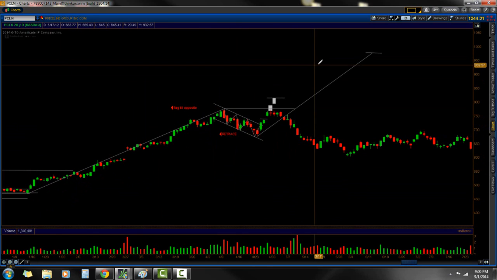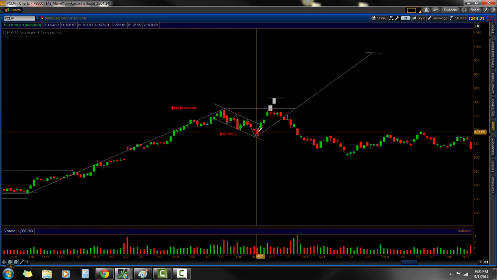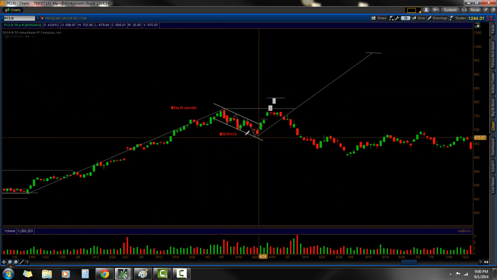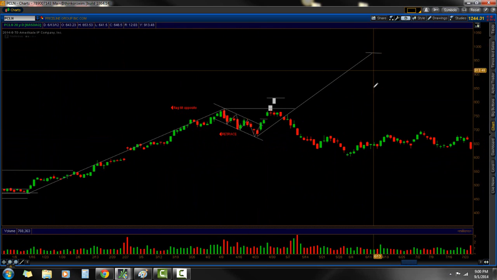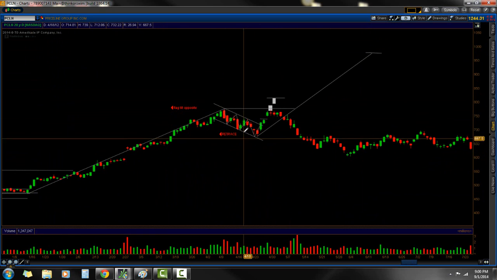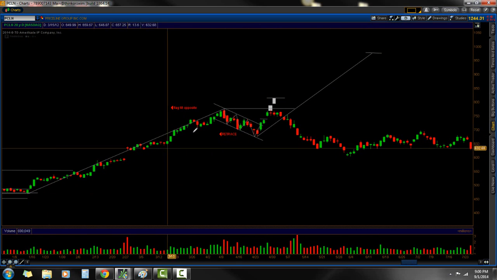What you're looking for is this flag tends to look like just a little resting area, and then this thing continues itself all the way up. So that's just a nice little tidbit. This is the exact midway area of a perfect pattern.